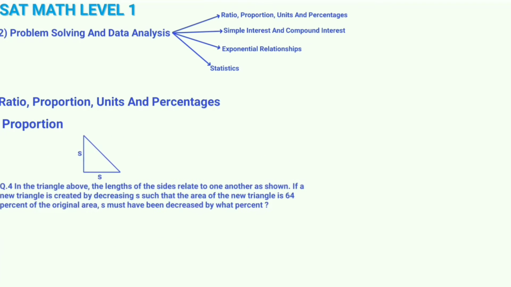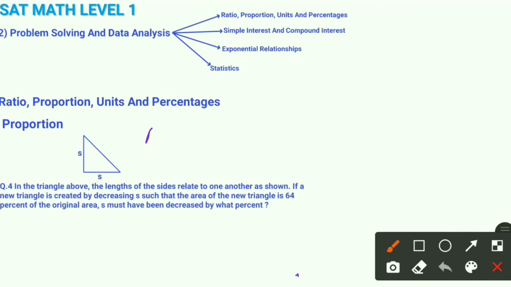Question 4. In the triangle above, the lengths of the sides relate to one another as shown. If a new triangle is created by decreasing s such that the area of the new triangle is 64% of the original area, s must have been decreased by what percent? First, we know that the area of a triangle is 1 upon 2 multiplied by base multiplied by height. But then we have these two s's, so the area is 1 upon 2 s square. This is the original area of the triangle.